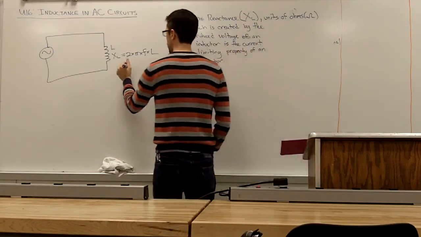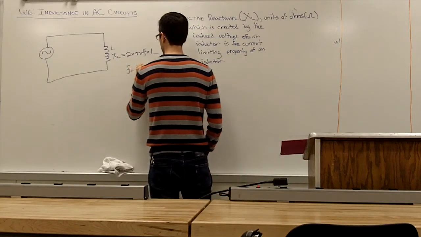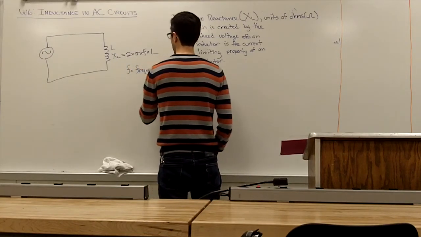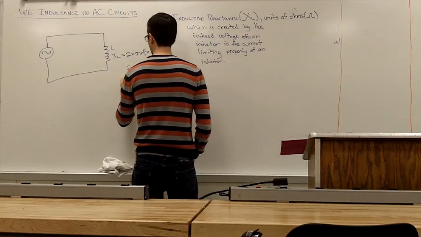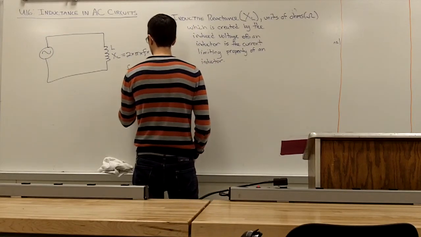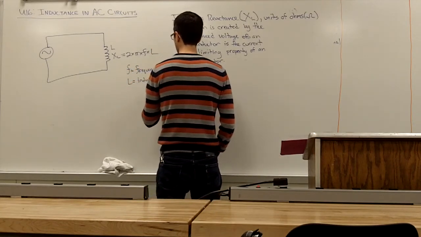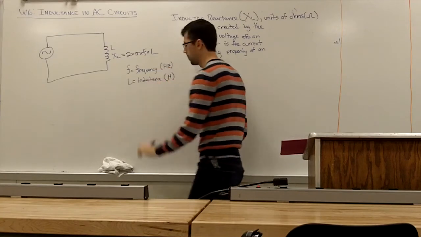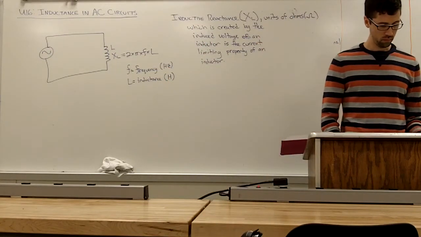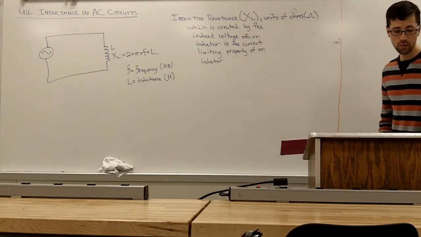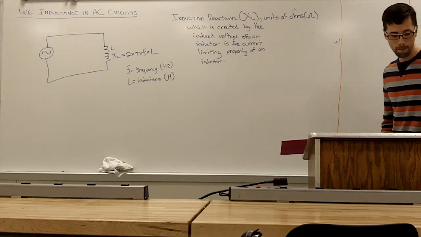So F is your frequency of the circuit in hertz, and L was the inductance of the inductor with units of henries. And now, since XL, inductive reactance, has units of ohms, it can be used in Ohm's law.